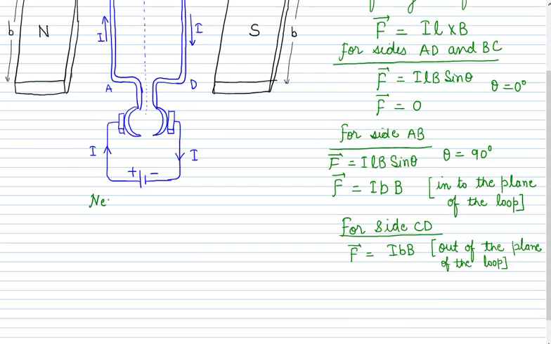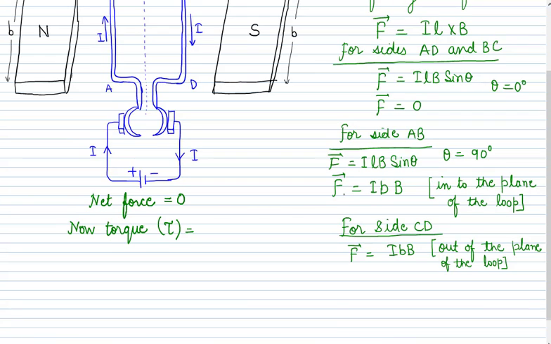If we find the net force, then these two forces on arm AB and arm CD are equal and in the opposite direction. So the net force is 0. But since these are equal and opposite, we get a torque. So we can write down the torque, which is represented with the symbol tau.